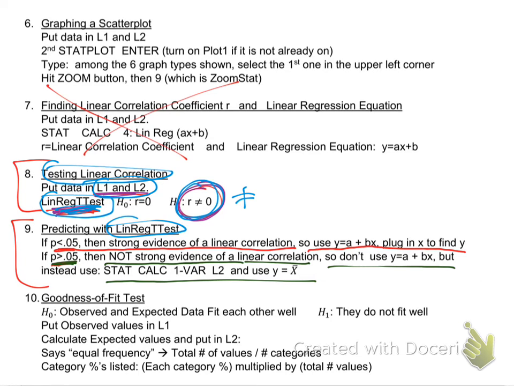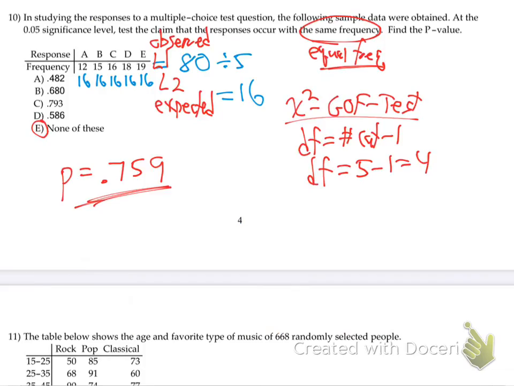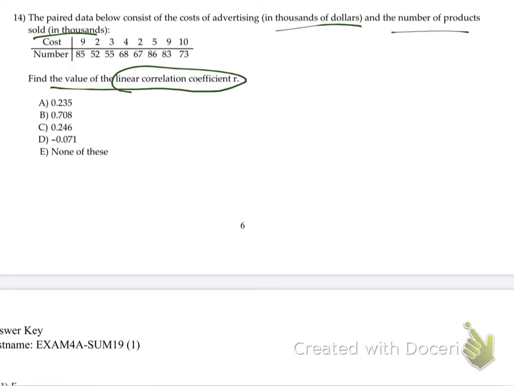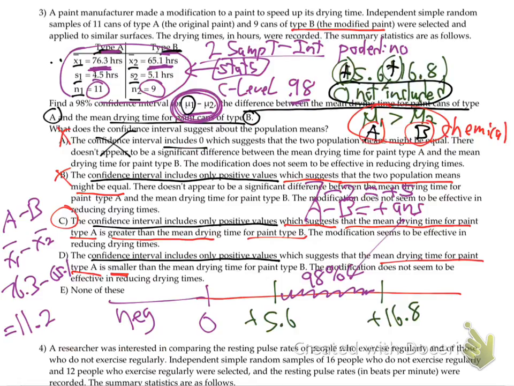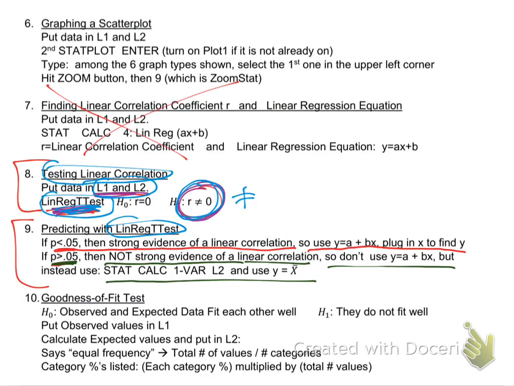Okay, so that's what we're going to do. L1, L2 for the data. Let's put that in our calculator. After you get that in your calculator, you go to linear regression t-test under stat test, and you choose the not equals. On that, we always choose the not equals, as it says on the exam 4 notes. See right here, not equals on the exam 4 notes.